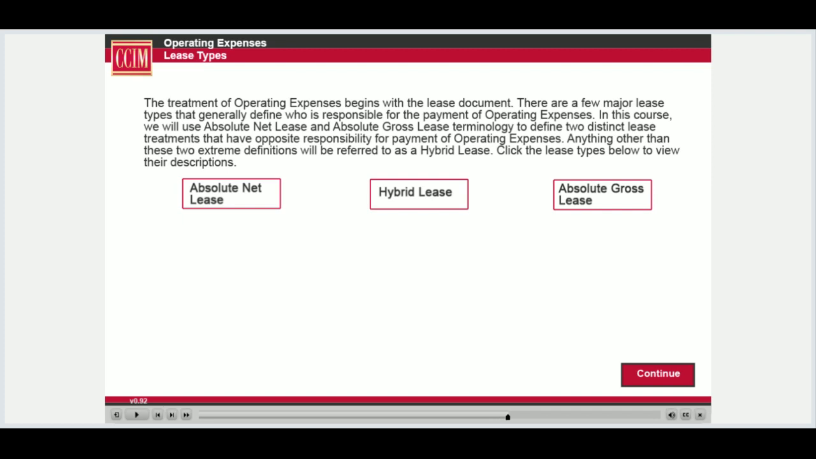The treatment of a few major lease types defines who is responsible. Absolute net lease and absolute gross lease are the terminology, distinct for payment of operating expenses. Anything other than these two extreme definitions will be referred to as a hybrid lease. Click the lease types below to view their descriptions.